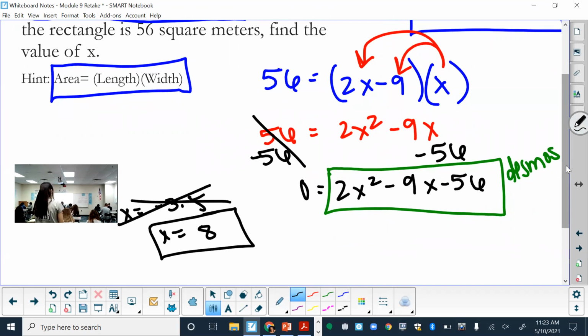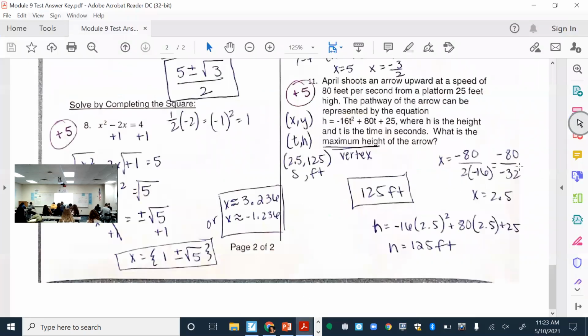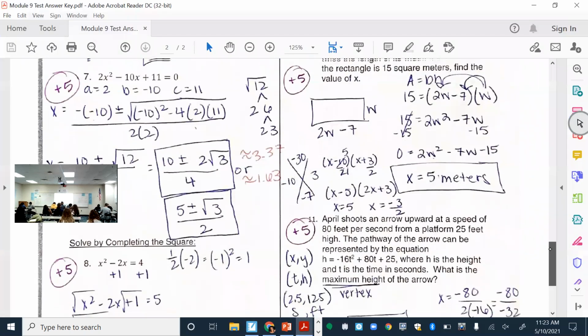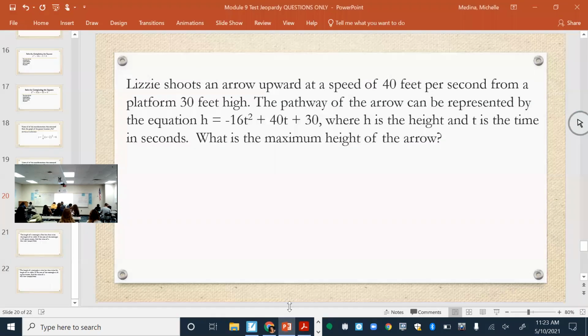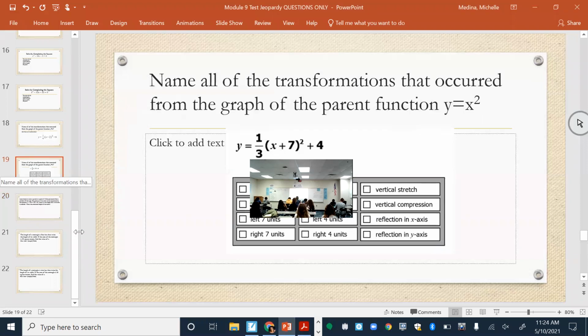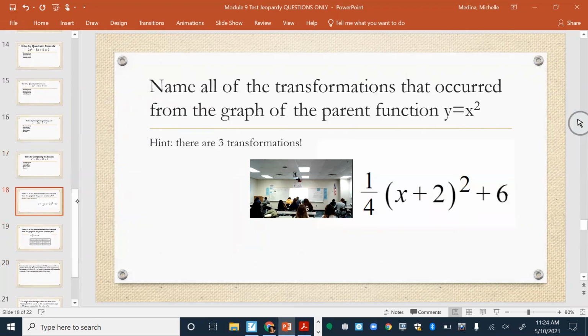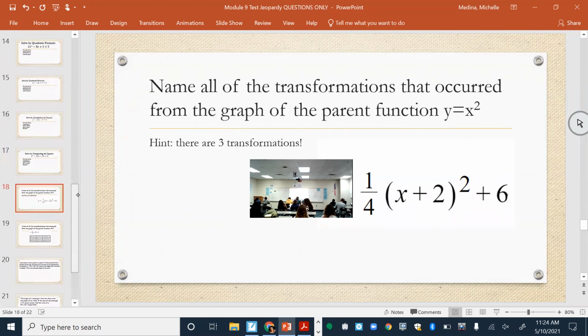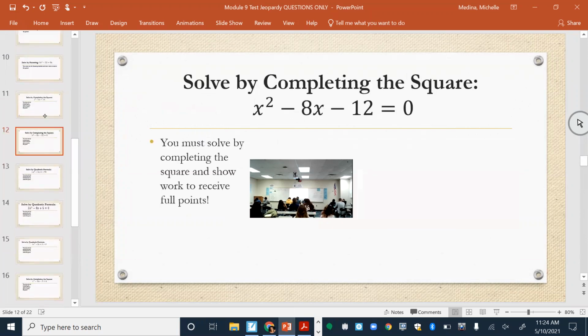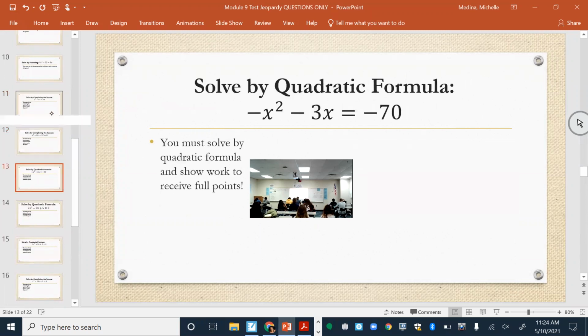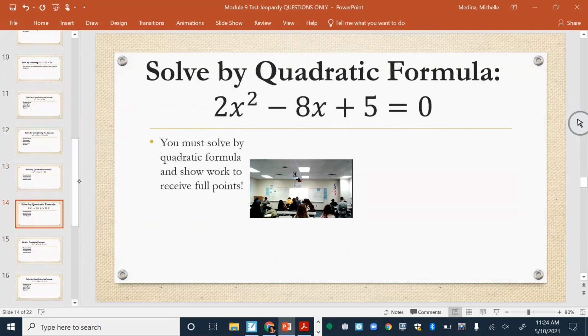Number 7. Let me see, I forgot what that one was. 2x squared. Thank you. I'm going to do a different one because I don't want to just give you the answer. Okay, so quadratic formula. We'll do this one. All right, so 2x squared.